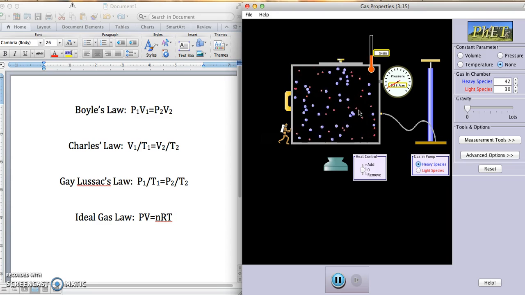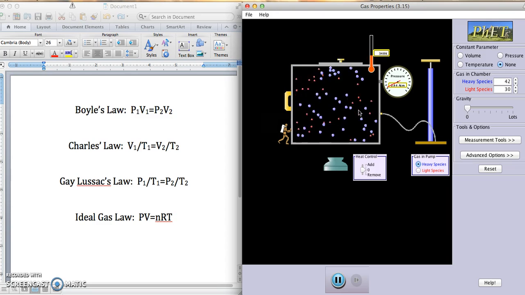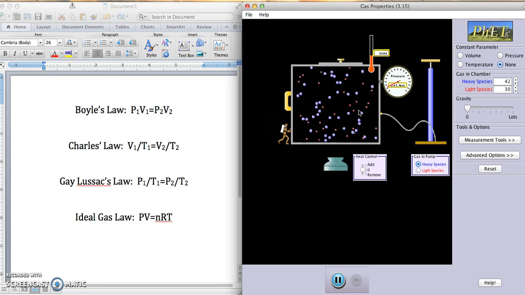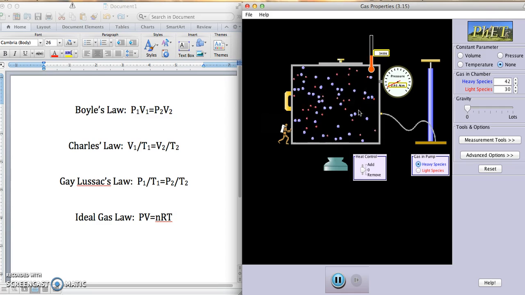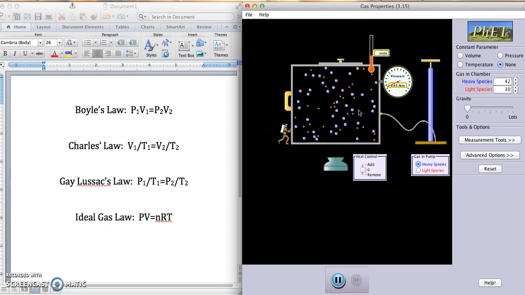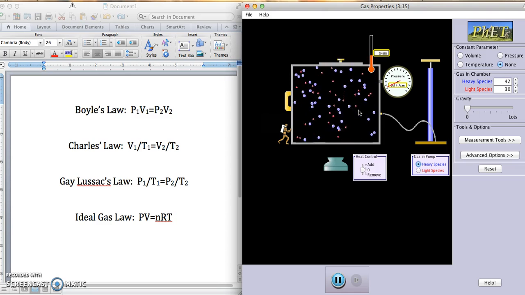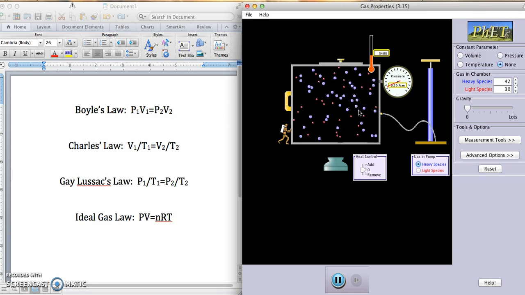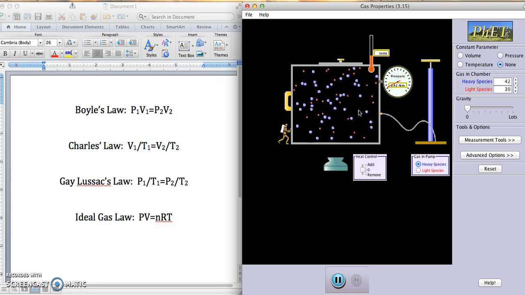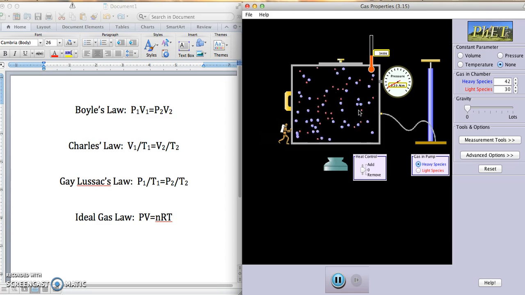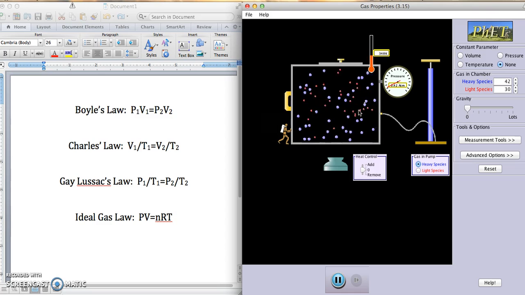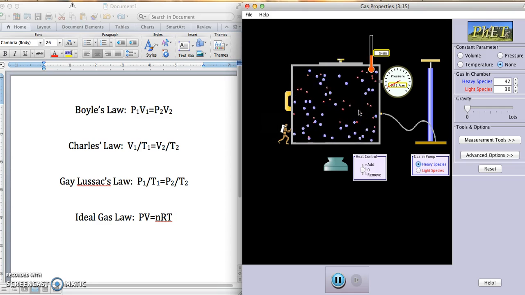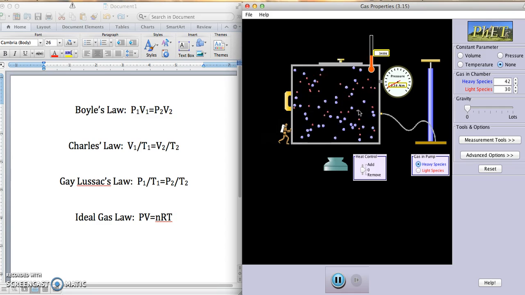So the first law I want to discuss is Boyle's law, and it is P1 times V1 equals P2 times V2. Now this law is inversely proportional, so whenever I decrease the volume, there should be an increase in pressure, or vice versa. But whenever you're solving these problems using these equations, whichever parameter is not listed, that parameter needs to be constant.